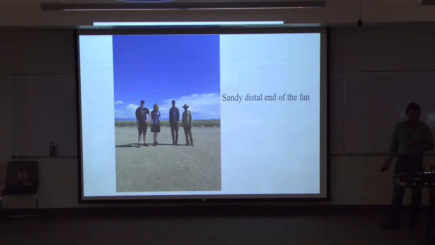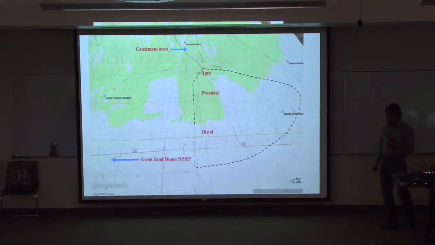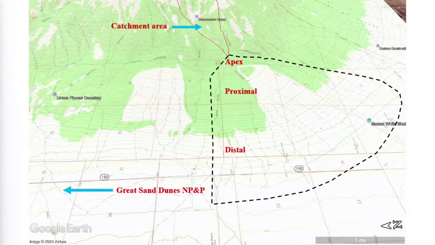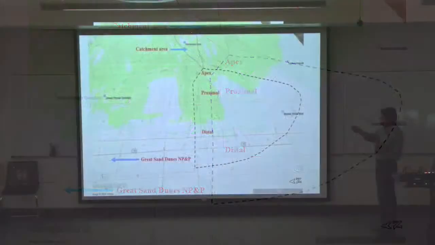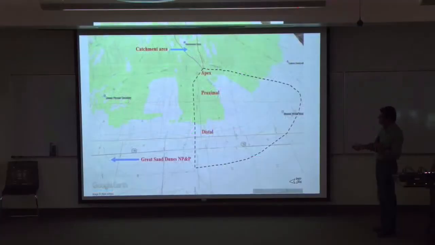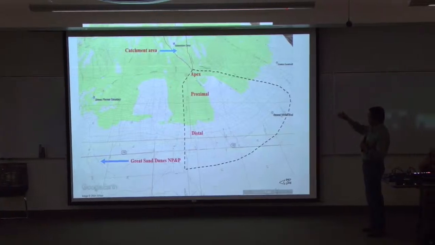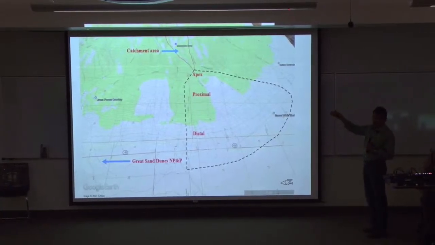Okay, so let's look at what a fan looks like in a topographic map. We've been looking at aerial photographs. This is a topographic map. It's the same fan coming off that catchment that I showed you in the earlier slides. What I've done here is I've just overlaid the topographic map on the Google Earth image.